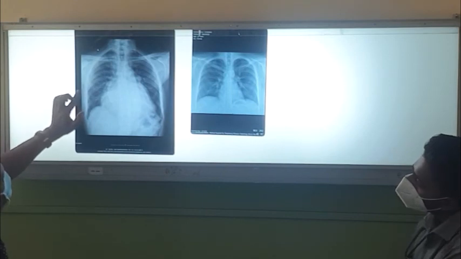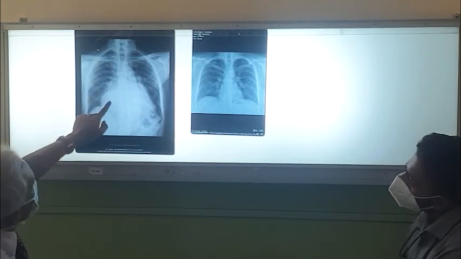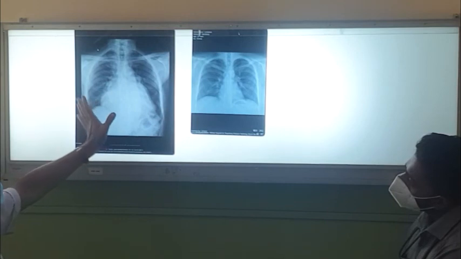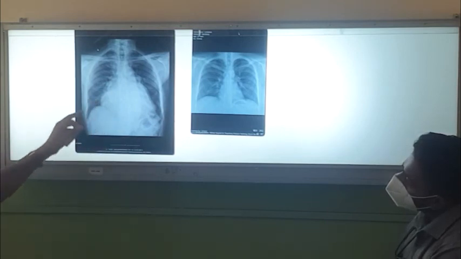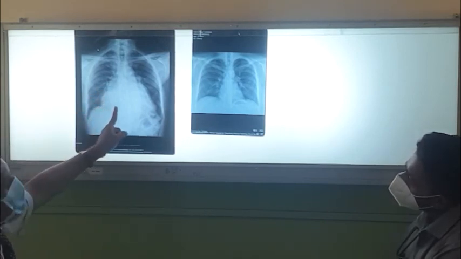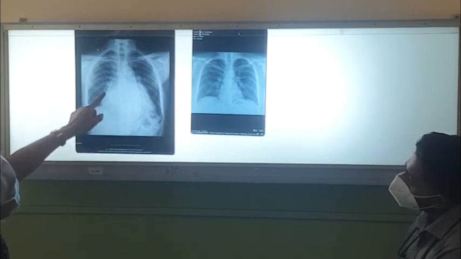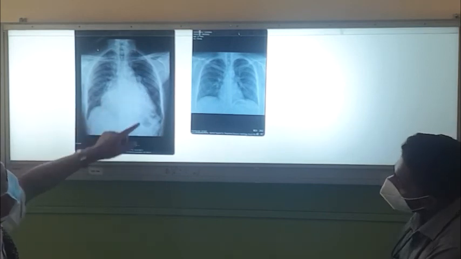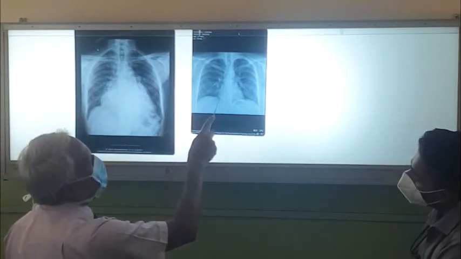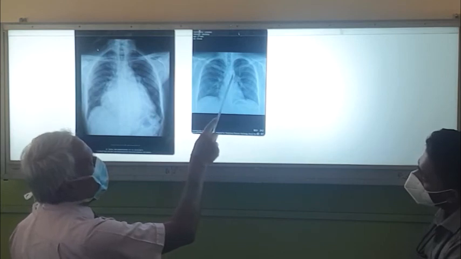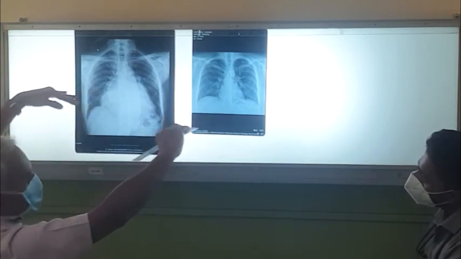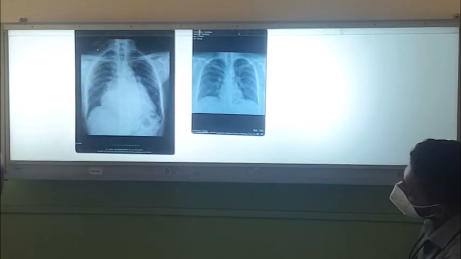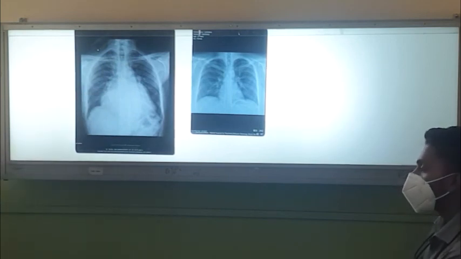And then you have a double shadow here, a grossly enlarged heart with a double shadow. This is a double atrial shadow. There is the right atrium, and this is the left atrium, which is dilated. The left atrium is dilated. So when it is dilated, now this is the carina, right? The normal appearance. This carina gets widened because below that a dilated left atrium is there. So this is what happens when there is severe mitral stenosis, right?